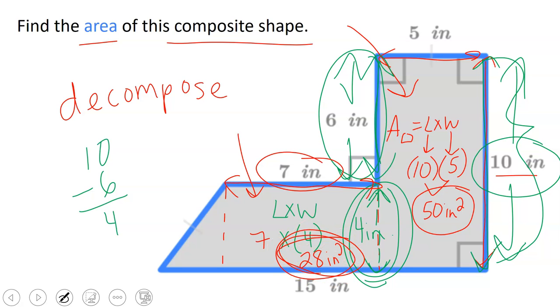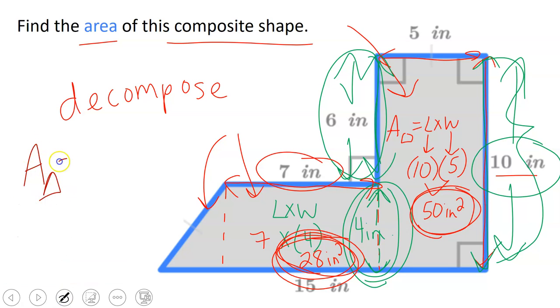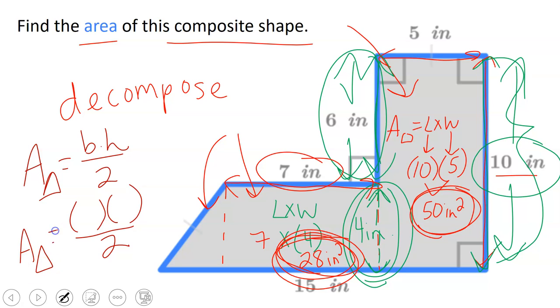And I'll circle that. I found the area of this rectangle, and now we need to find the area of this triangle. I'm going to use my eraser to give us a little bit more room. And then I'll record the formula for the area of a triangle. The formula for the area of a triangle is base multiplied by height divided by 2. So I'm going to start by recording the base of this triangle. Let's see, the base of the triangle is this length.